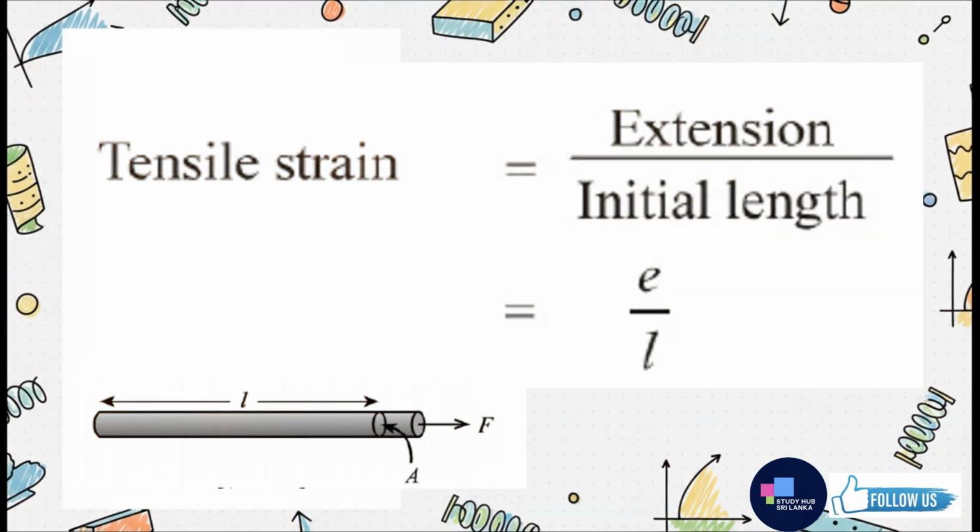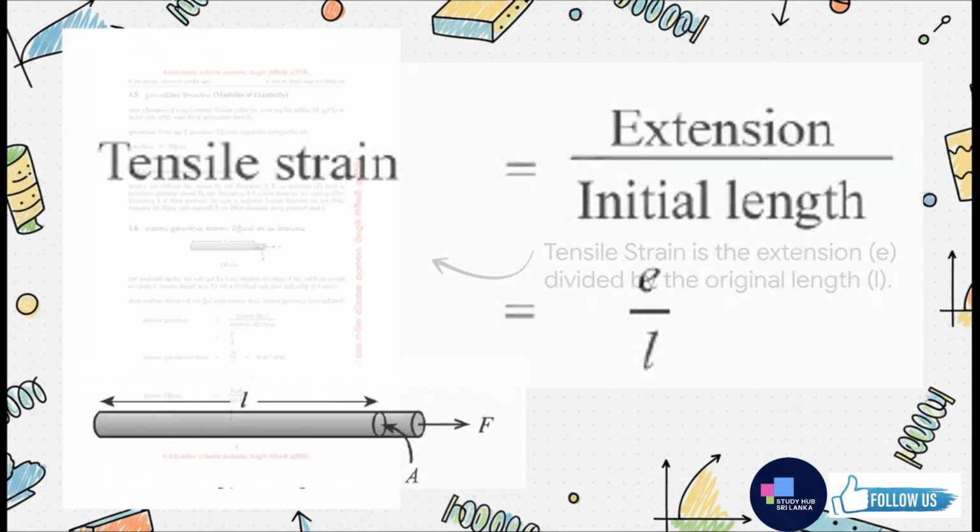And strain is even easier to understand. It's just the extension, how much it's stretched, which we call E, divided by the original length of the material, L. Now notice something cool here. You're dividing a length, say in meters, by another length in meters. So what happens to the units? They cancel out. That means strain is just a pure number, a ratio. So if you get a strain of, say, 0.1, it just means the material has stretched by 10% of its original length. Simple as that.